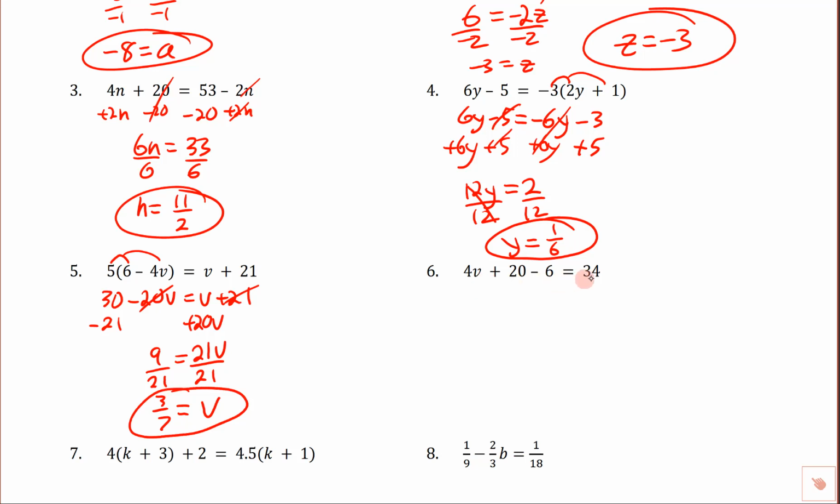All right, no simplifying to do here, but we do have some like terms to combine here, so let's put 4v. And then this is going to be plus 14 equals 34. We're going to move the 14 to the other side by subtracting 14. 4v equals 34 minus 14 is 20. We're going to divide both sides by 4, so we get v equals 5. Circle that, and we're all set to go.